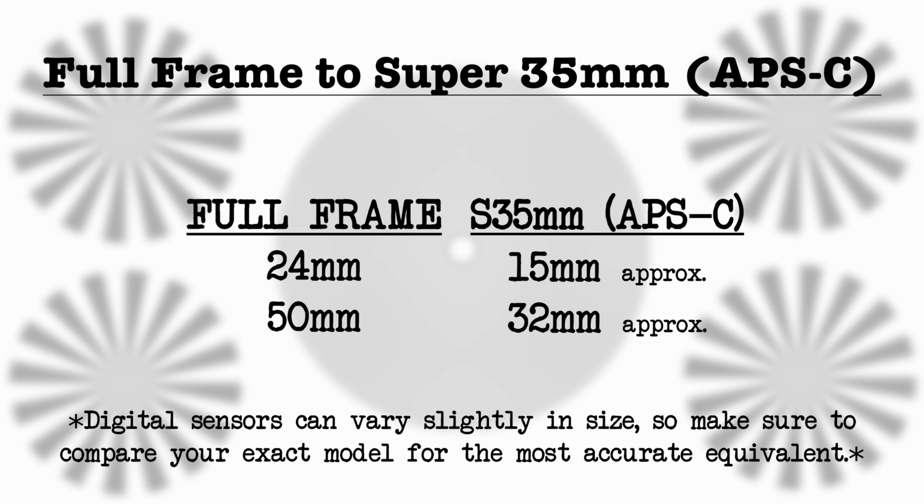Oh, and one last thing before I let you go. Remember, all of these focal length equivalents are for a full frame camera. If you're using Super 35 or an APS-C sensor camera, remember to do the calculations for your crop factor, or you'll end up with a focal length that's much longer than it should be.